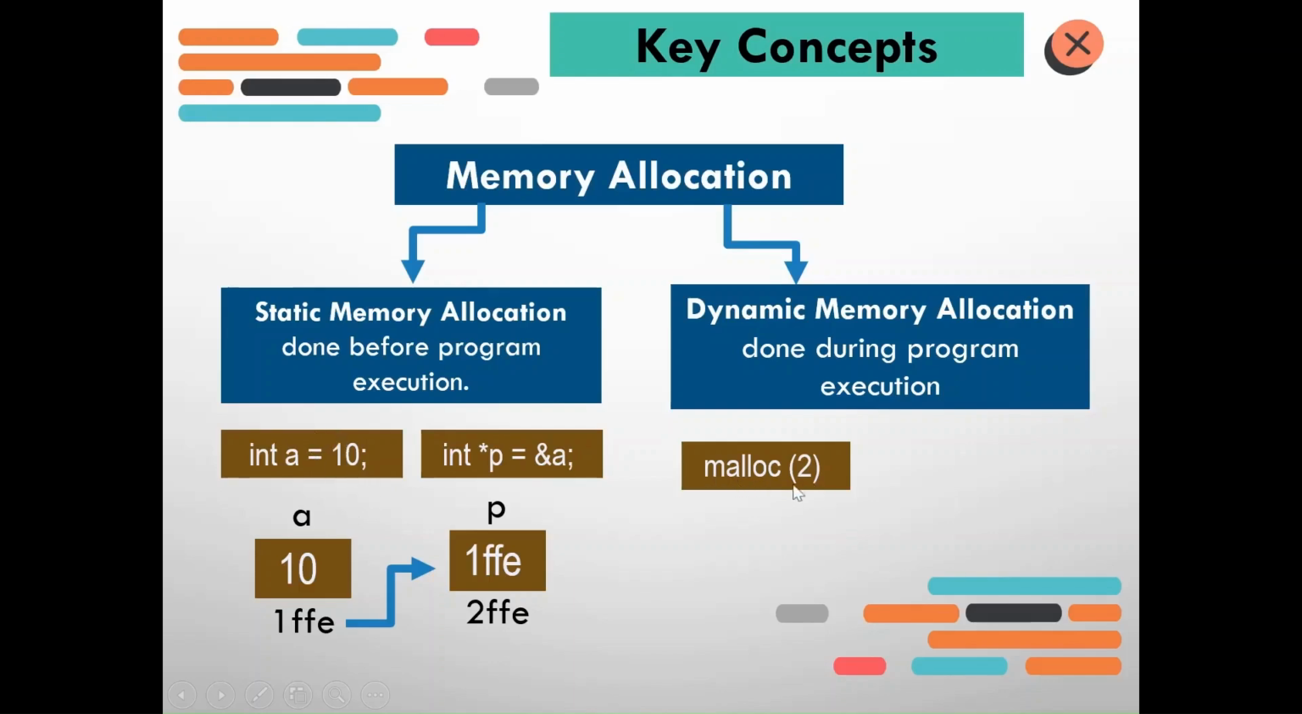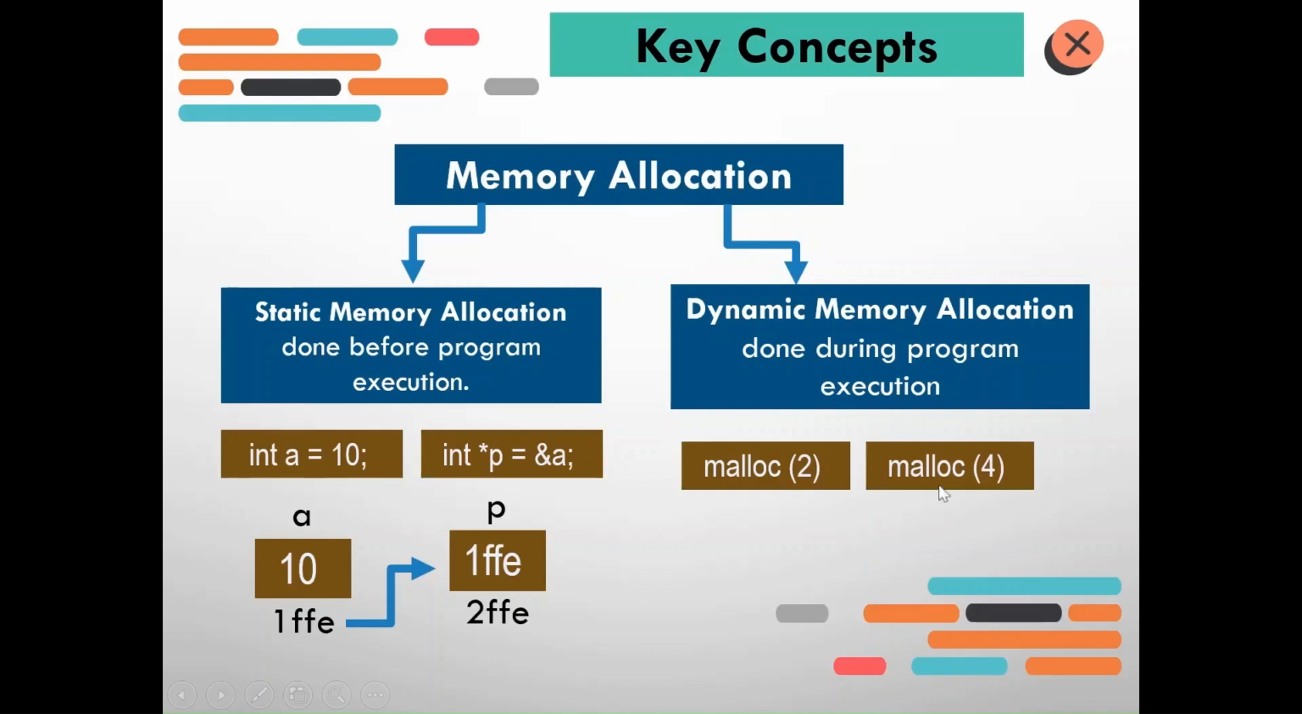So this is doing the same. Malloc 2 is doing the same. Then what is the difference? The difference is that here you have named that location as A, while here you have allocated 2 bytes of memory, but you have not assigned a label or a name to those 2 bytes that you have allocated. So we'll be elaborating on things shortly.